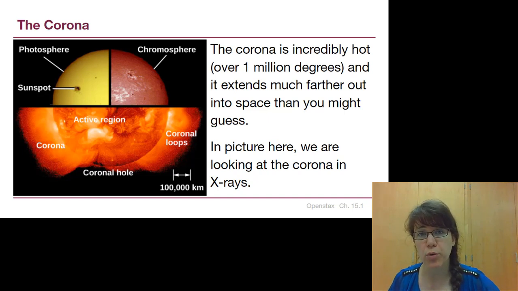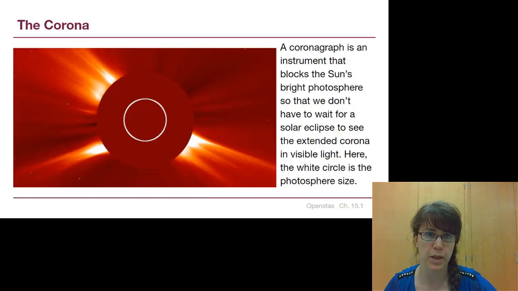So that corona actually extends all the way out past the Earth. So you could say that the Earth is part of the sun's corona. That material that's leaving the corona is moving at millions of miles an hour as it streams past us. There's just not a lot of that material, and we don't worry about it too much.